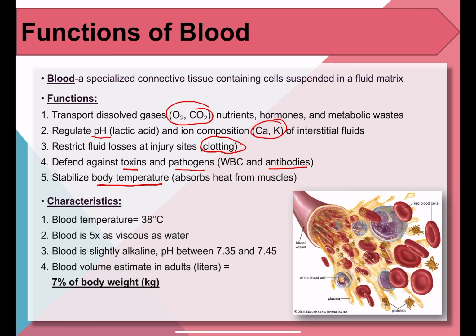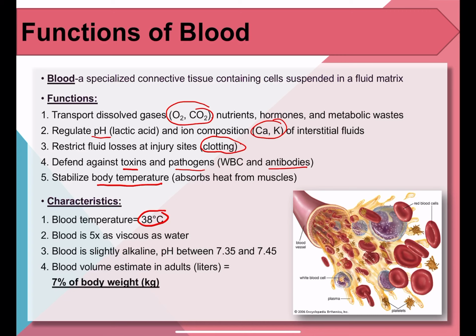And the blood has the following specific characteristics, and you have to know these. Make sure you know these characteristics of the blood. The temperature of the blood is actually slightly warmer than body temperature, not by much, just by a degree Celsius. So it averages about 38 degrees Celsius, which is why blood feels pretty warm coming out of the body.